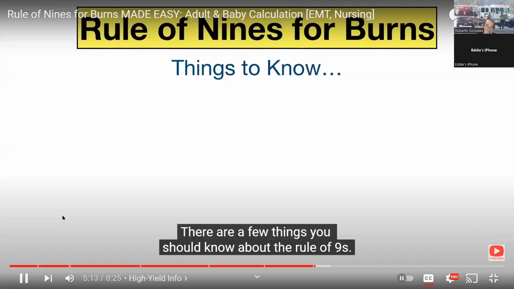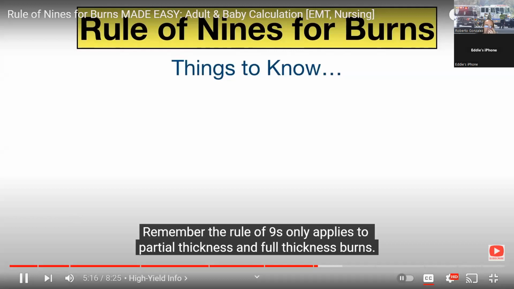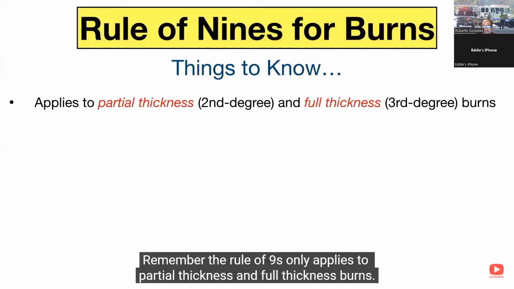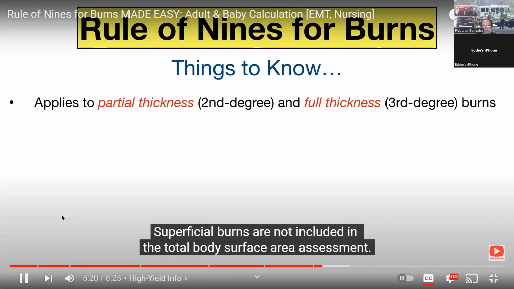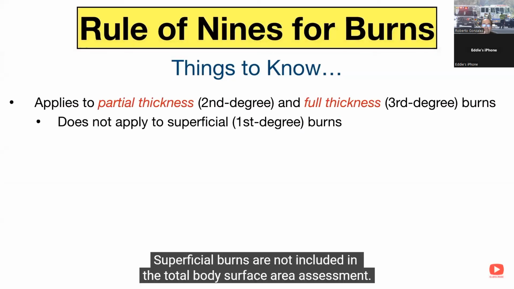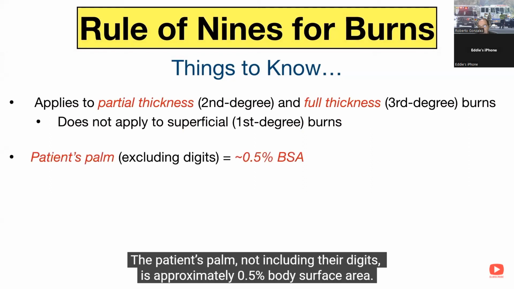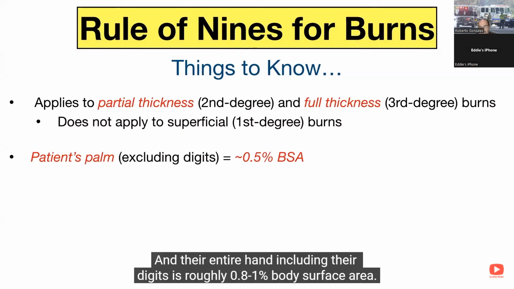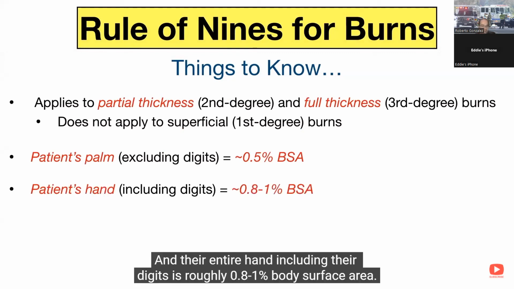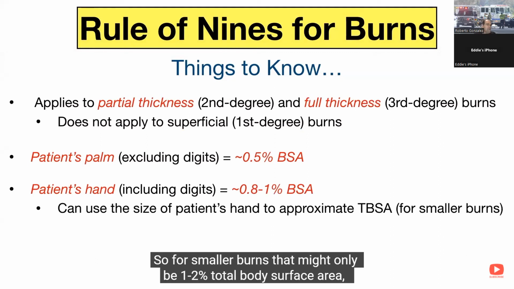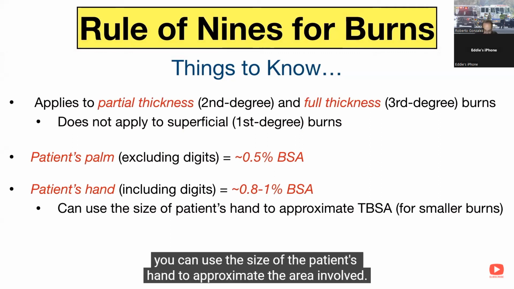There you go. There are a few things you should know about the rule of nines. Remember, the rule of nines only applies to partial thickness and full thickness burns. Superficial burns are not included in the total body surface area assessment. The patient's palm, not including their digits, is approximately 0.5% body surface area, and their entire hand, including their digits, is roughly 0.8 to 1% body surface area. So for smaller burns that might only be 1 to 2% total body surface area, you can use the size of the patient's hand to approximate the area involved.